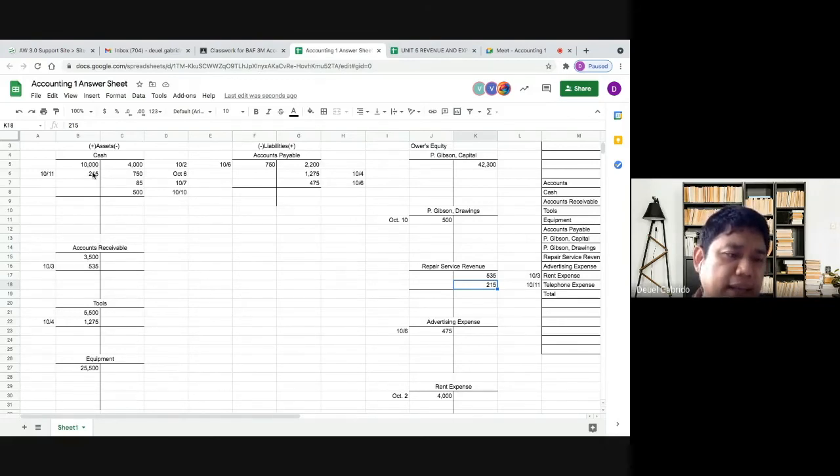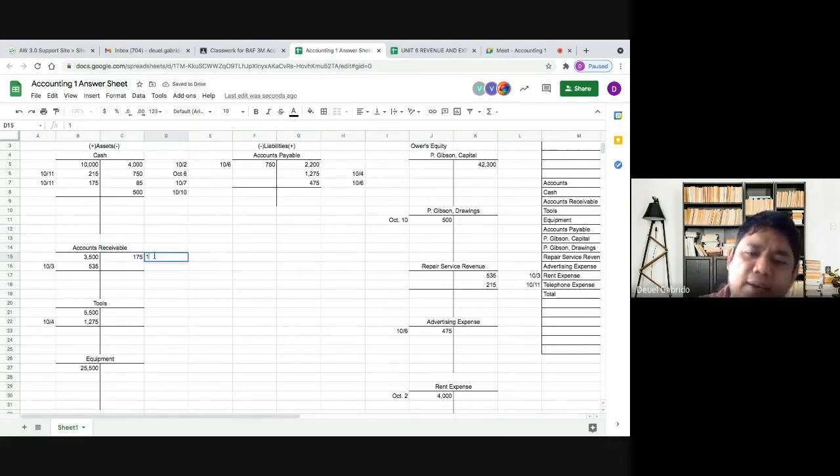Now let's go to the next. Receive 175 cash on account from a customer who was sent a bill last month. Oh, so the customer who owes us is paying us now. So of course, our cash will go up by 175. That is on the same date, 10/11. And then, of course, what's going to happen to the customer's accounts receivable? It will decrease by 175 because of the payment. So it will be on October the 11th.